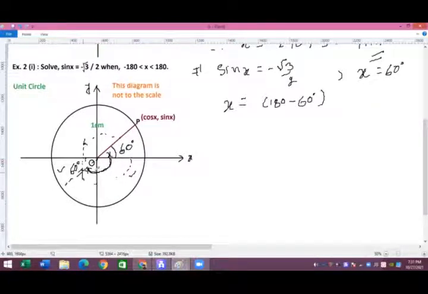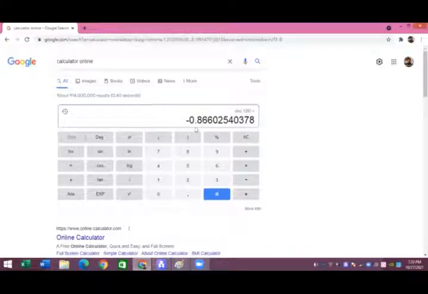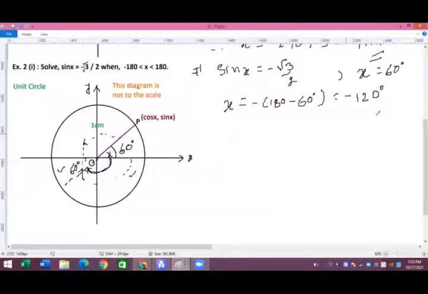So for the clockwise direction we keep all these angles in negative sign. So it is minus 120 degrees. And now yes, it is minus 0.86, that means it is minus root 3 by 2. So this is true. So this is one of the possible values for x in this equation.